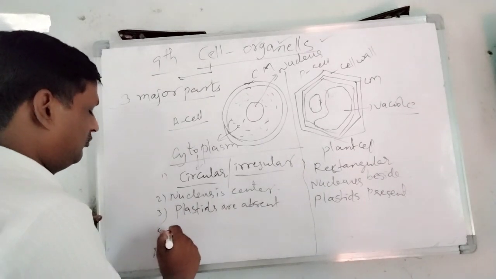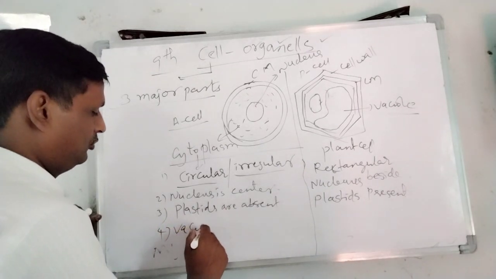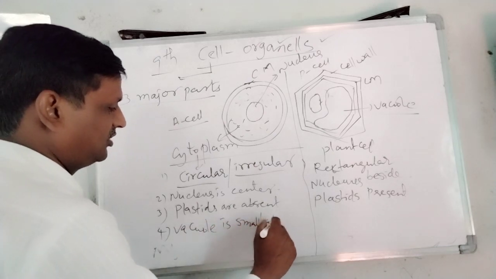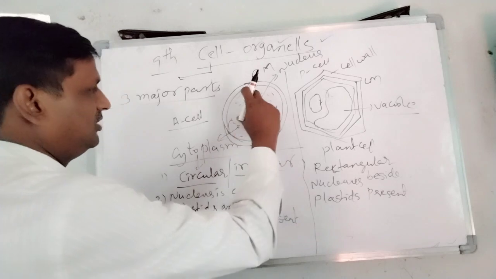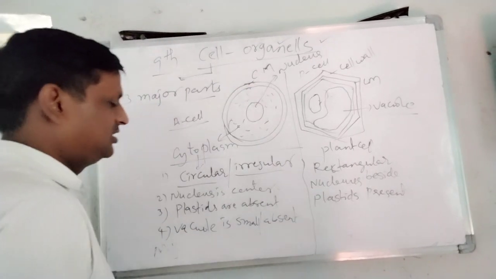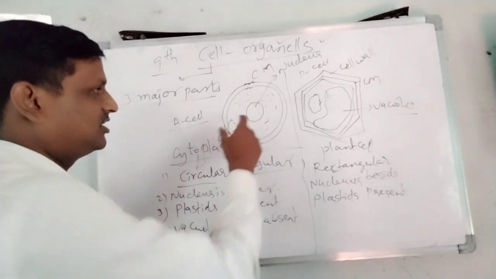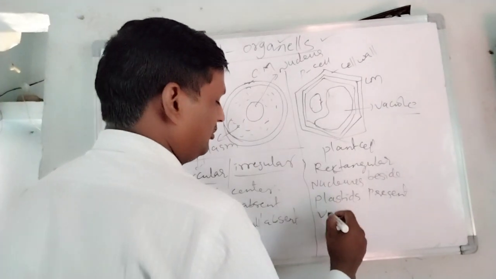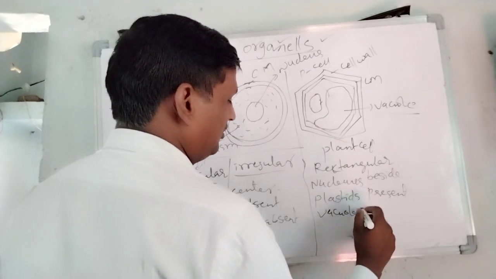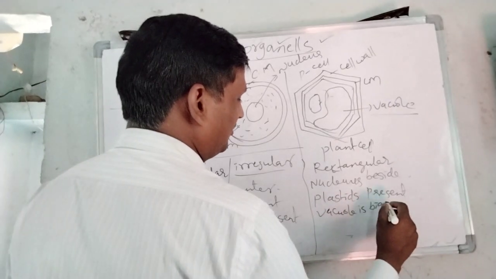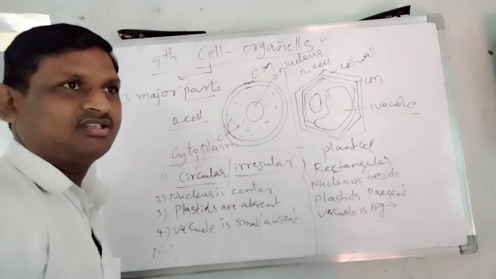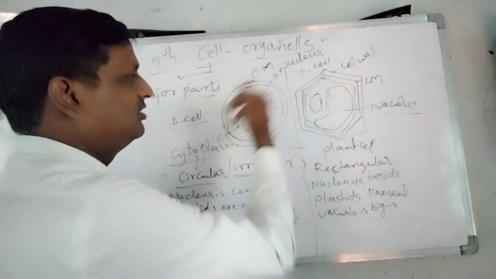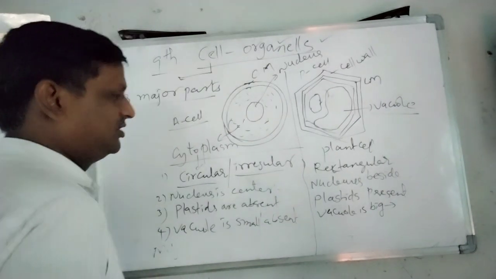Next one, fourth character, vacuole is either small or absent. See here, in the animal cell vacuole is absent. This is one of the cell organelles. It is absent in the animal cell or very small. But in the plant cell vacuole is very big. As the cell size increases, the vacuole size also increases. So that is the reason here the nucleus is just beside it.